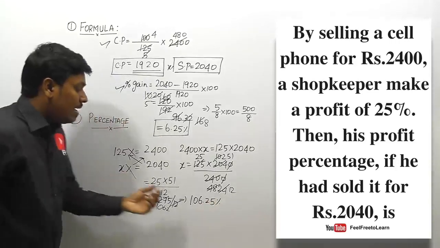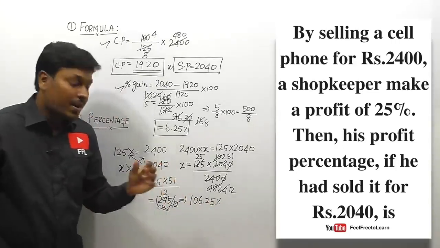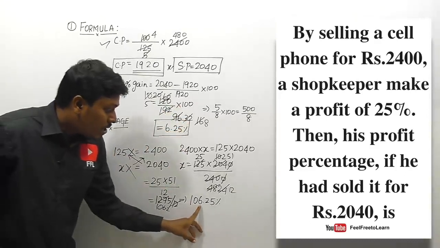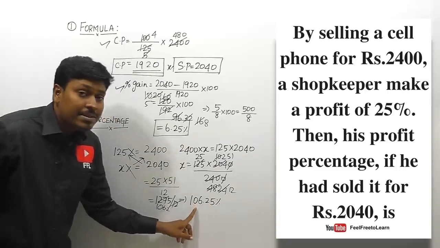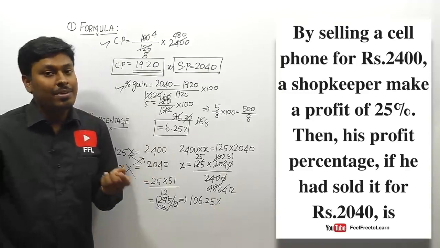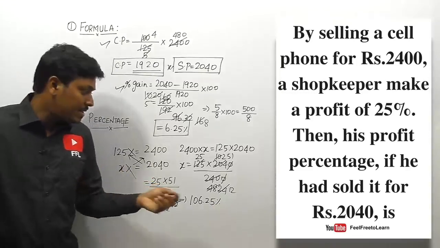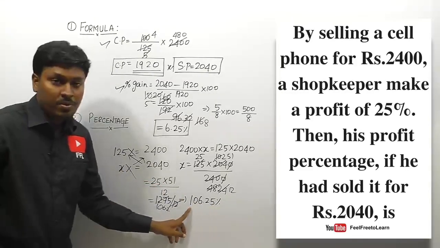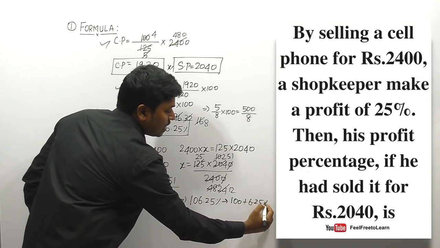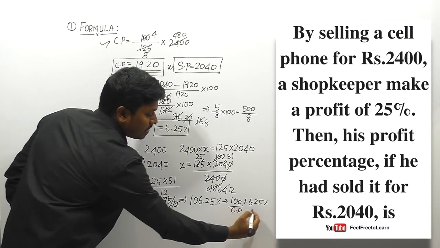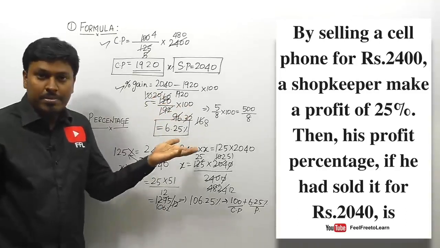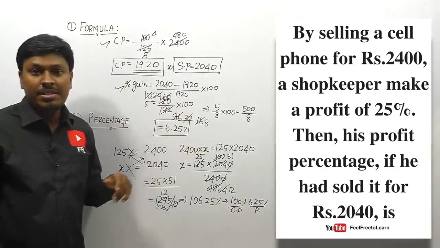Listen carefully friends. Here 106.25 we got as an answer. But our target is to find the gain percentage. So friends, in 106.25, 100% will be the cost price and the remaining will be 6.25. So 6.25 will be the profit percentage. Friends, are you able to understand this concept? So this 106.25% can be written as 100 plus 6.25%, right? Here 100% is the cost price, and the profit will be 6.25%. So our target is to find the profit percentage, and here the profit percentage will be 6.25.